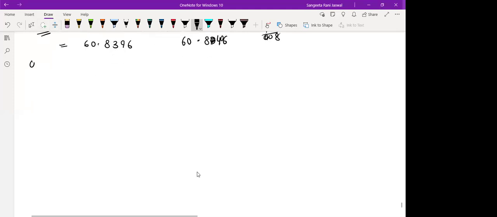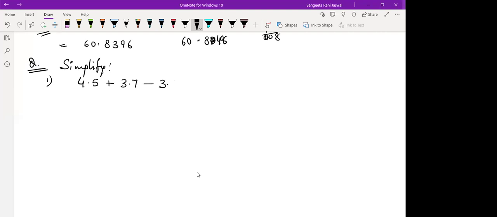Let's take another question. Now this is the question. In this question, you have to simplify. Now, what will you simplify? The question is 4.5 plus 3.7 minus 3.6 divided by 1.2.